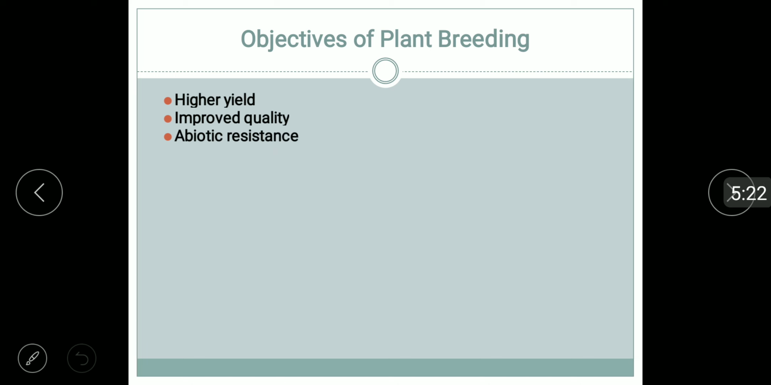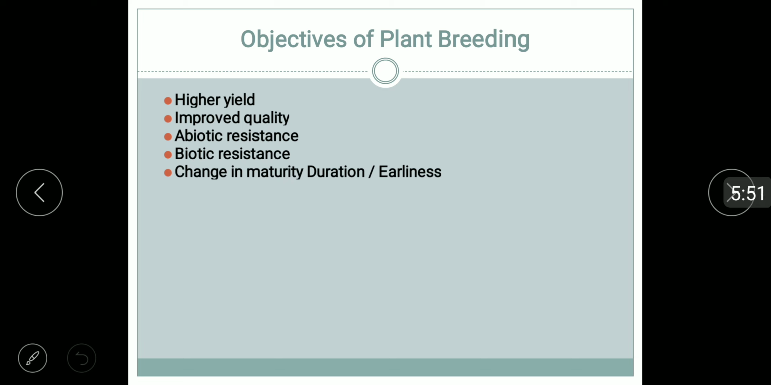Abiotic resistance. As we know, abiotic resistance means high temperature, drought tolerance, and other adverse climatic conditions, which the crop should withstand. For this we can say abiotic stress resistance. Biotic resistance, like pest and disease: some crops are susceptible to some diseases and pests, so they should be resistant.